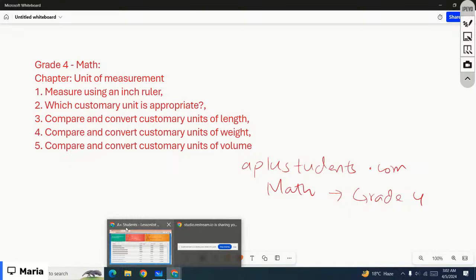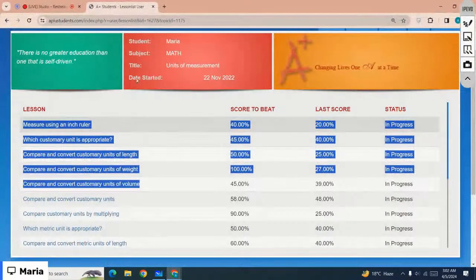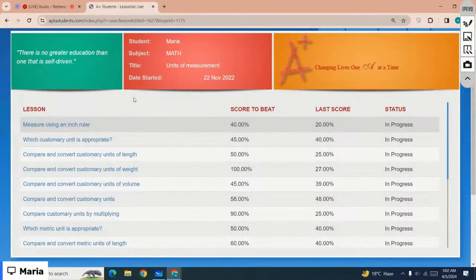So here I'm on grade 4 math. The chapter we are on right now is unit of measurement. Let's just start with the first lesson that is measure using an inch ruler.